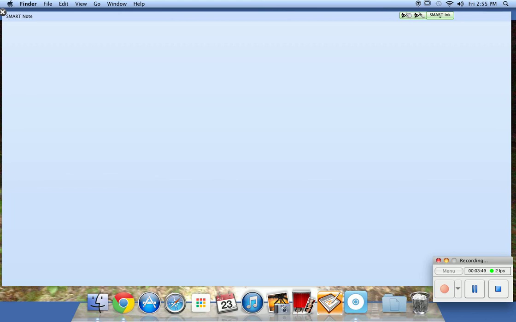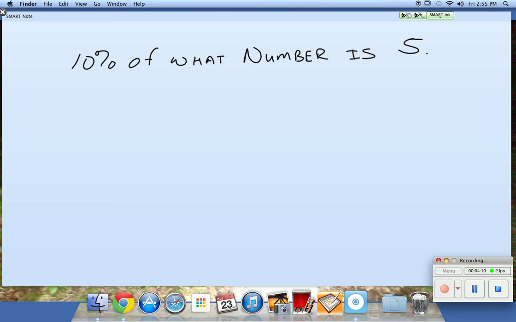The third way will be something like this. 10% of what number is 5? In other words, 10% of what number is 5? This, you take this number and you divide it into this one.